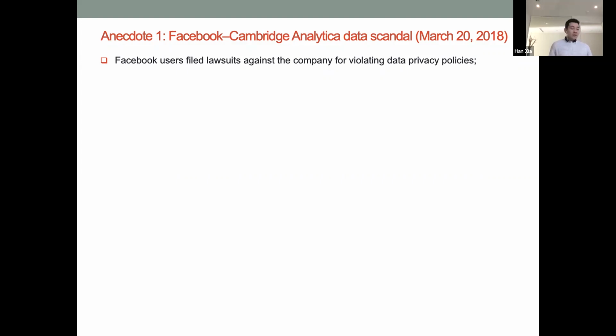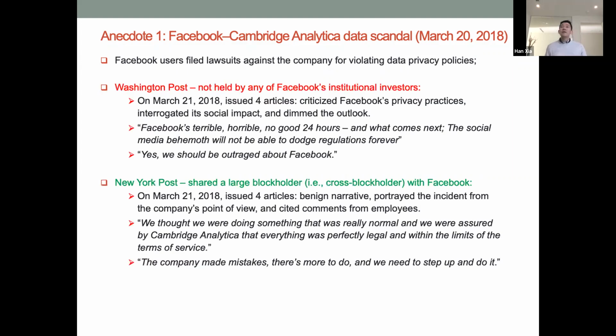Not surprisingly, this data scandal attracted a lot of attention from different media companies, including the Washington Post and the New York Post. The difference between these two newspapers is that at the time this scandal happened, the New York Post shared a large block holder with Facebook, but the Washington Post did not. On March 21st, one day after the scandal, the Washington Post issued 4 articles.